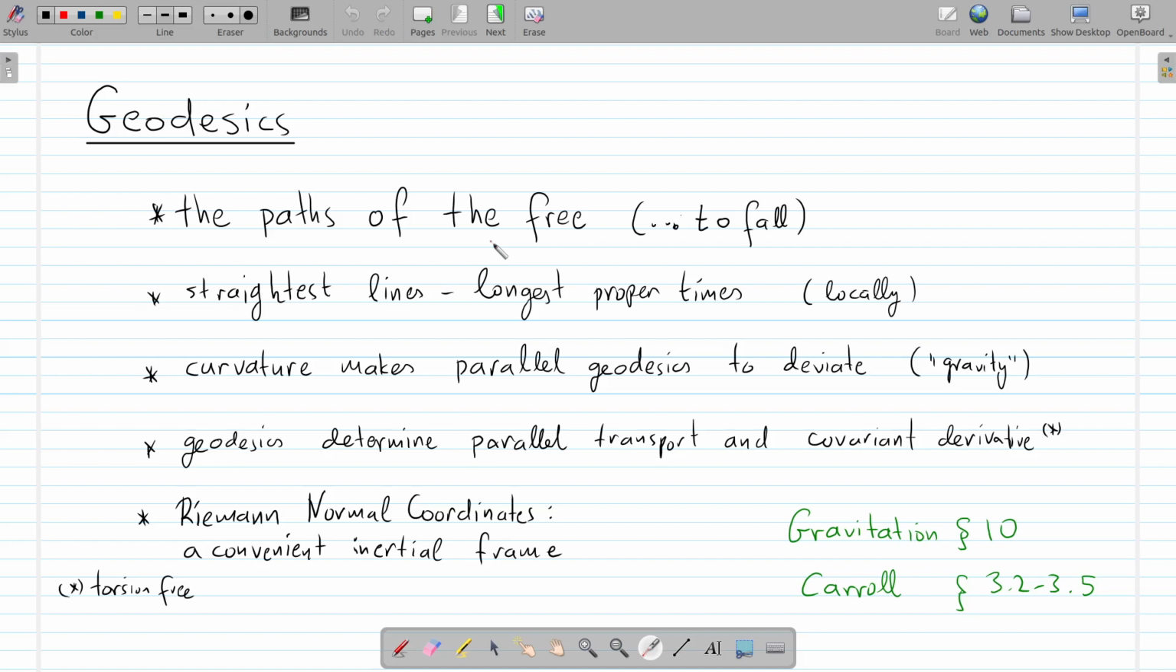Geodesics also give a way so that we can detect gravity. As we will see in the following video, curvature makes initially parallel geodesics deviate from each other, and that is interpreted by observers as being the effect of gravity on them.